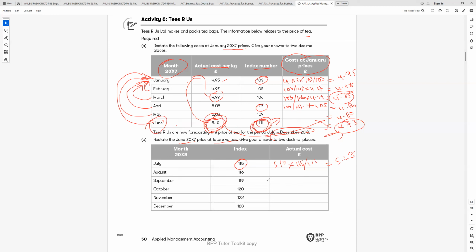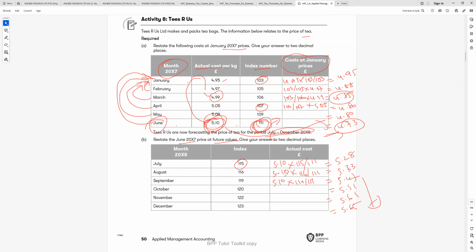The next one we have August. Again, we take 5.10, because I'm in June and I want to see the future price. Multiply with 116 divided by 111. That will give me 5.33. Then again 5.10, multiply 119 divide 111, the June price. That will give me 5.47. And the next ones will be 5.51, then 5.61, then 5.65. So you can see it's going up.